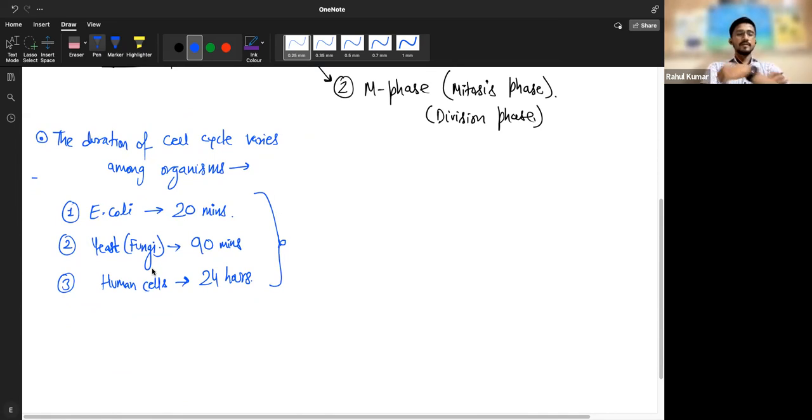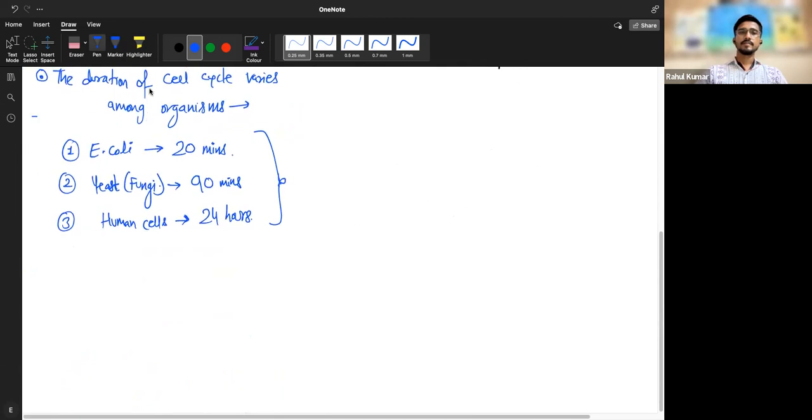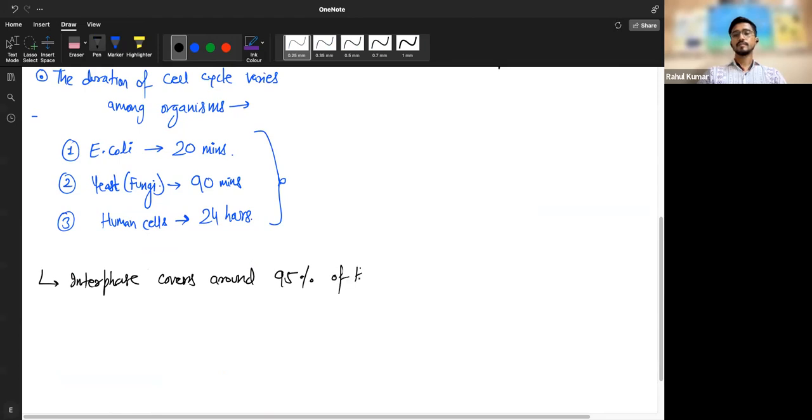Now let's write down something about it. Write down: the interphase, also known as the resting phase, covers around 95% of the duration of the cell cycle.